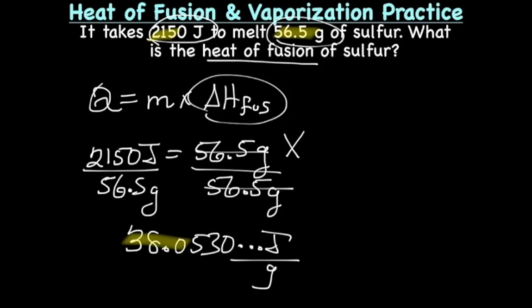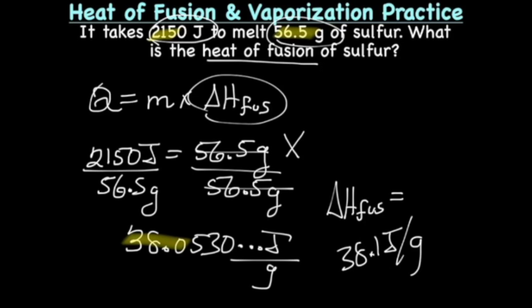The heat of fusion, so the delta H of fusion for sulfur is 38.1 joules per gram. All right, that's it for today. Have a good one.